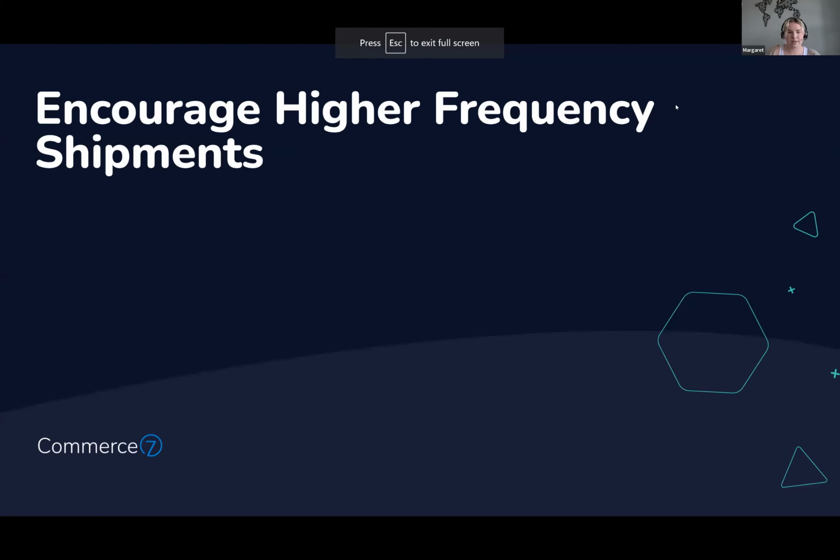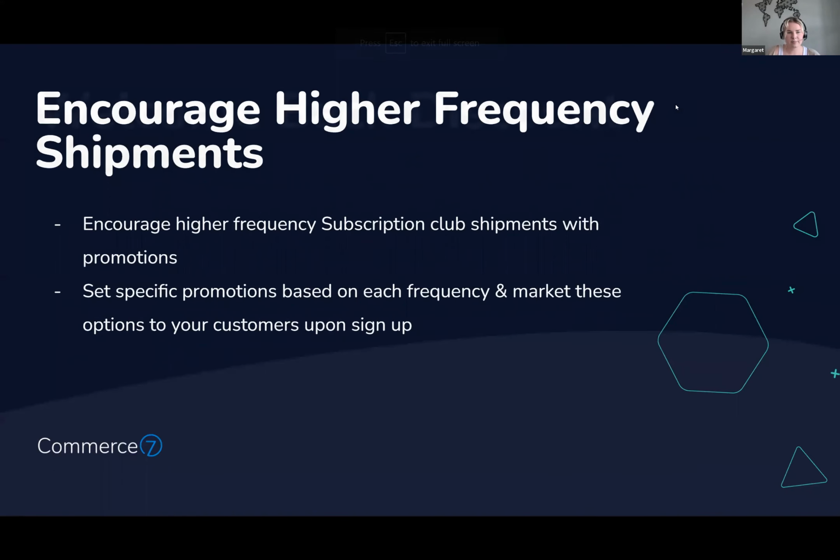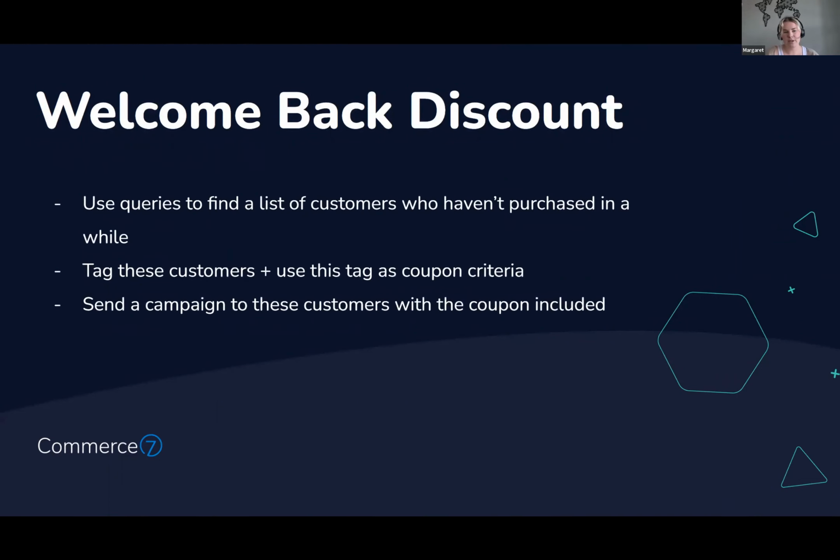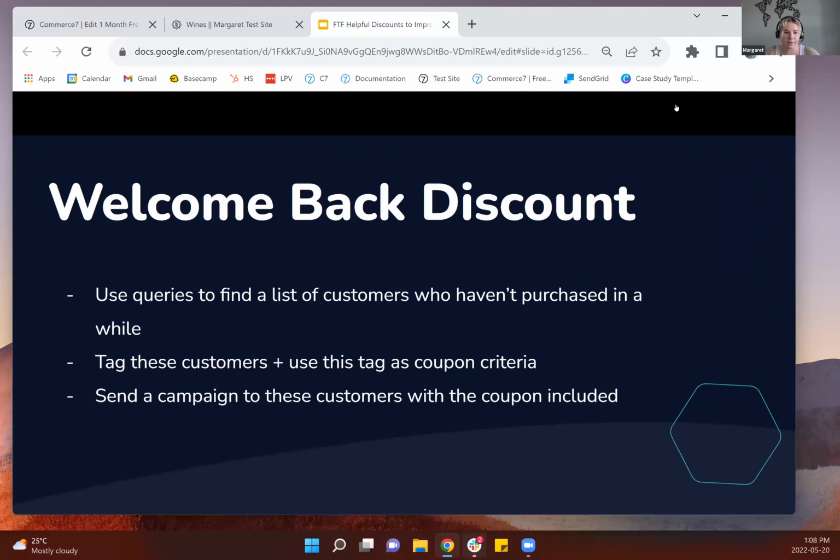So we'll hop into our third example here. So the welcome back discount. So we can use queries to find a list of customers who haven't purchased in a while. Then you can tag these customers and use this tag as a coupon criteria. And then the last part of this demo will be to send a campaign to these customers with the coupon that's included here with this specific example.